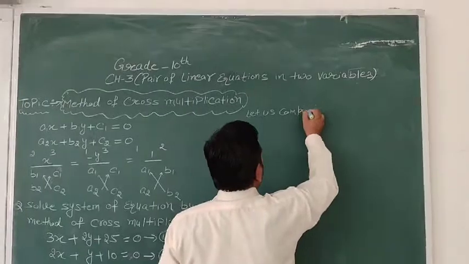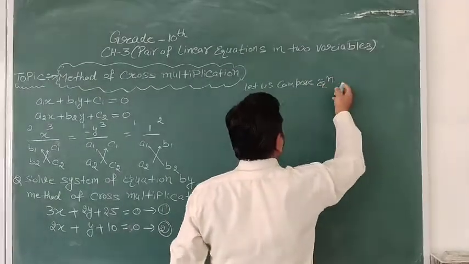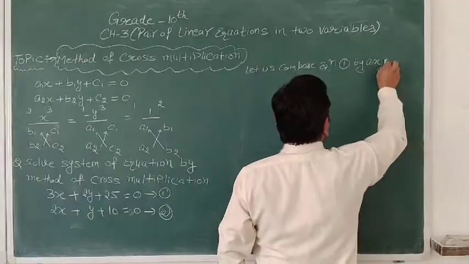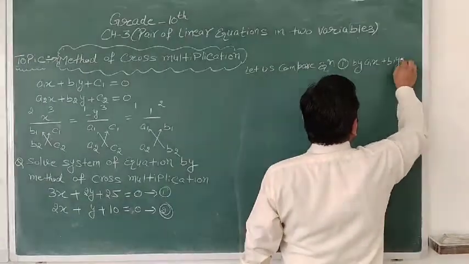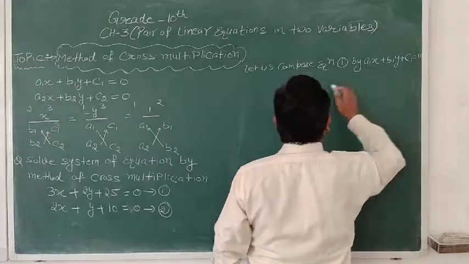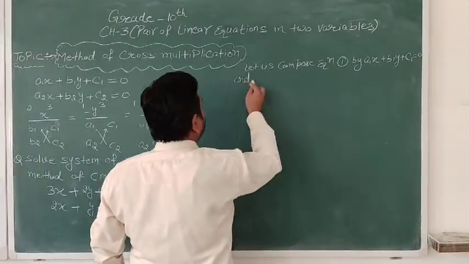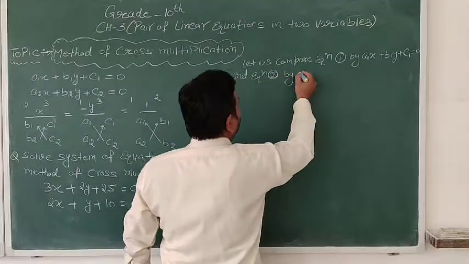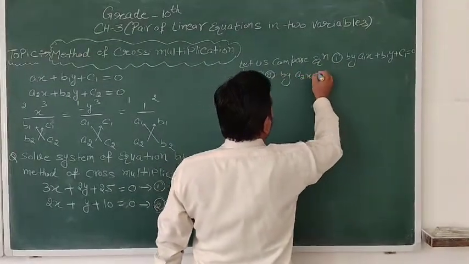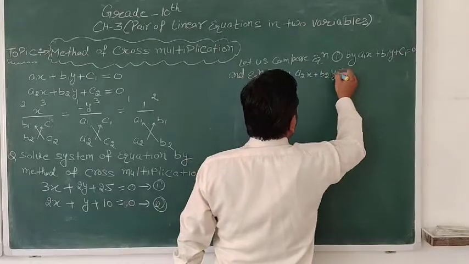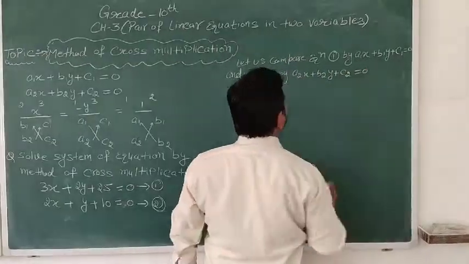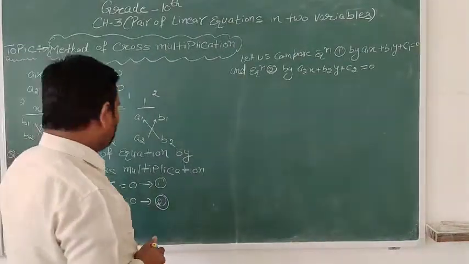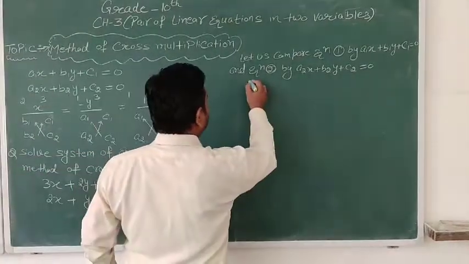compare equation 1 with a1x plus b1y plus c1 is equal to 0, and equation 2 with a2x plus b2y plus c2 is equal to 0. This is your general linear equation in two variables. So on comparison, what do we get, students?